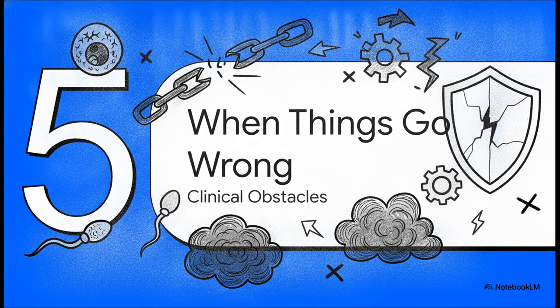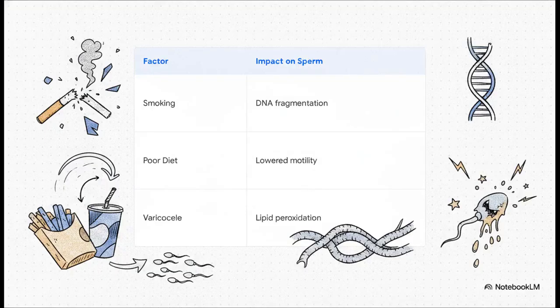Which brings us to our final part, Section 5, when things go wrong. Because as beautifully choreographed as all of this biology is, it is incredibly fragile and often faces some serious clinical and environmental obstacles. Right now, a major focus in reproductive medicine is gamete health, particularly for sperm.